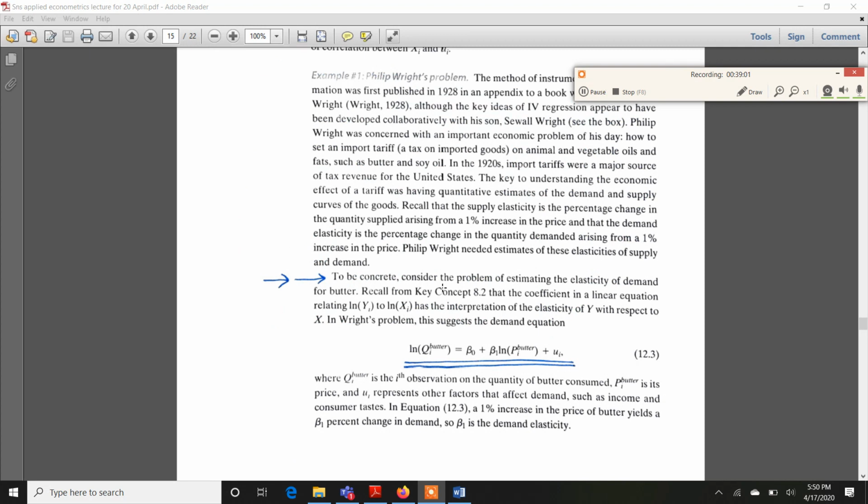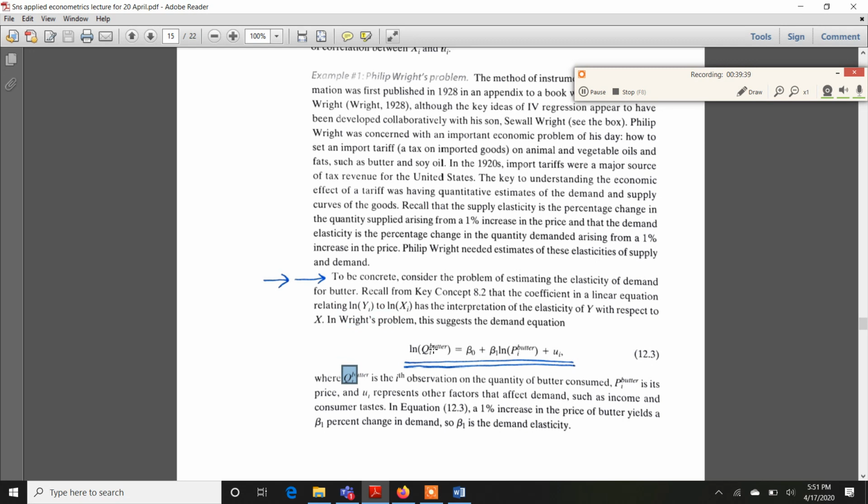Okay, so let's discuss how the instrumental variable works, like what type of magic is done through this 2SLS that you can say the betas are now unbiased and consistent. Let's say I'm referring to a particular researcher who actually proposed this technique of instrumental variable. So let's say Mr. Wright had data on Qi butter, that is the quantity of butter consumed, and Pi butter is its price, right?